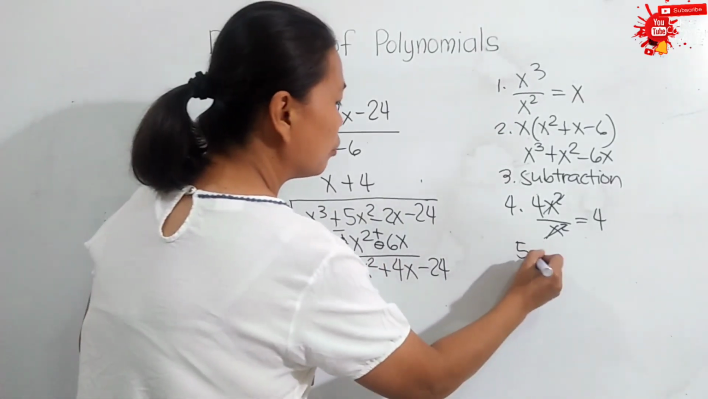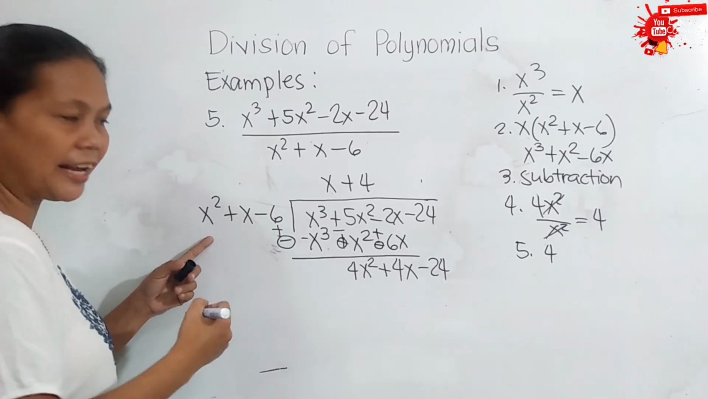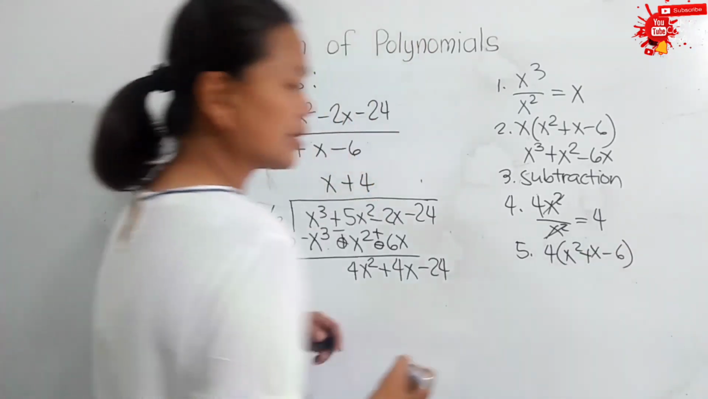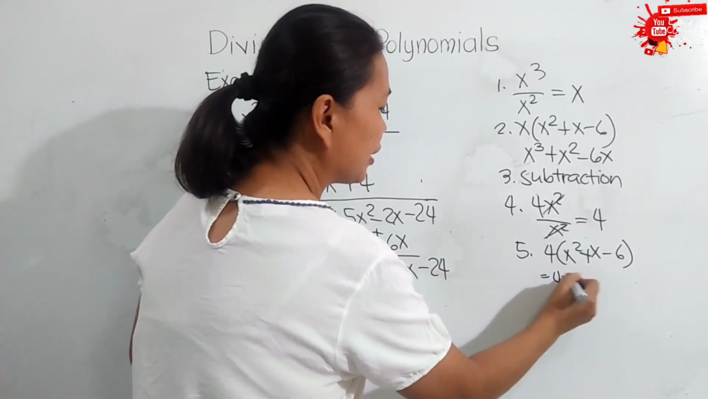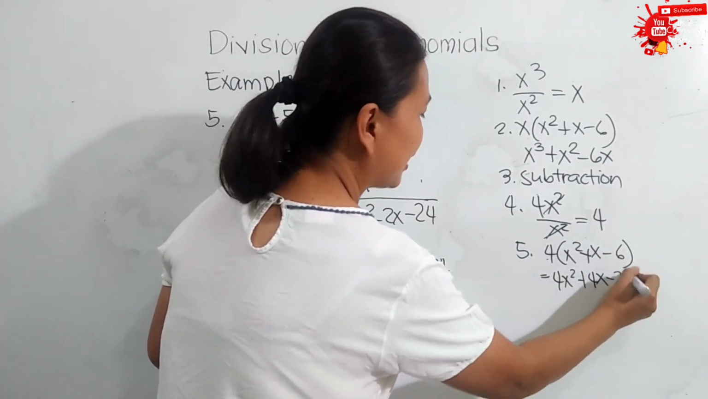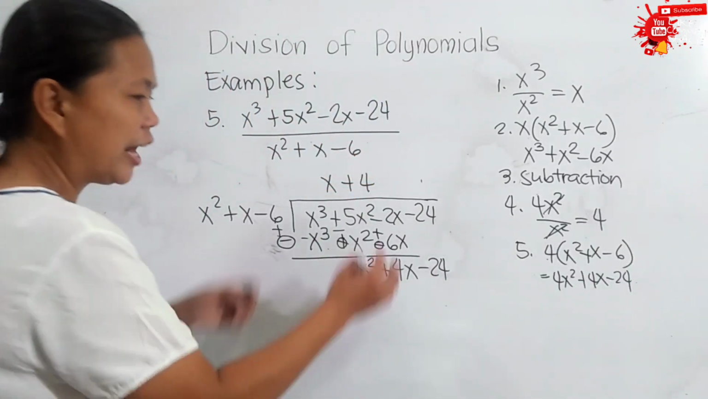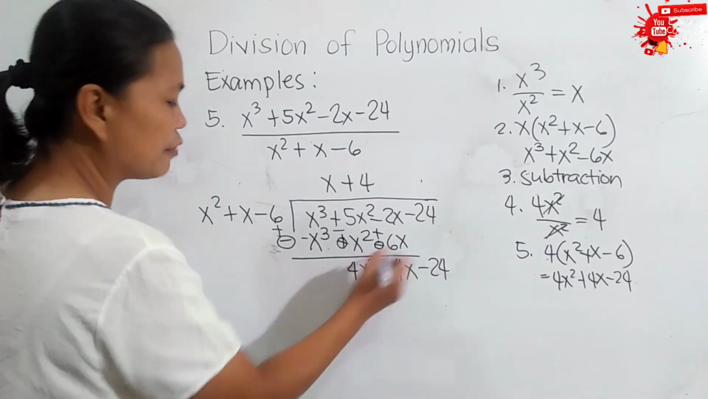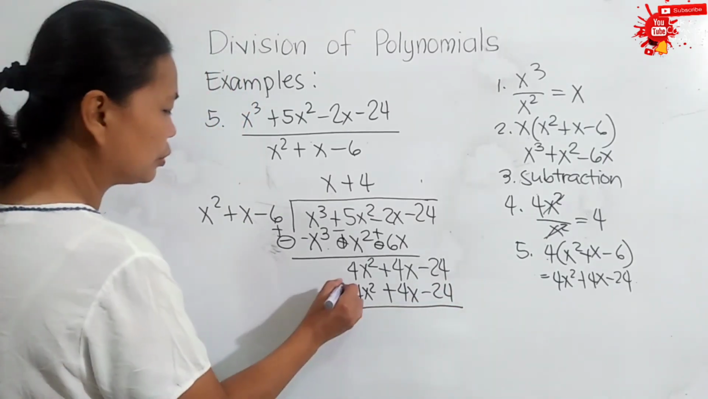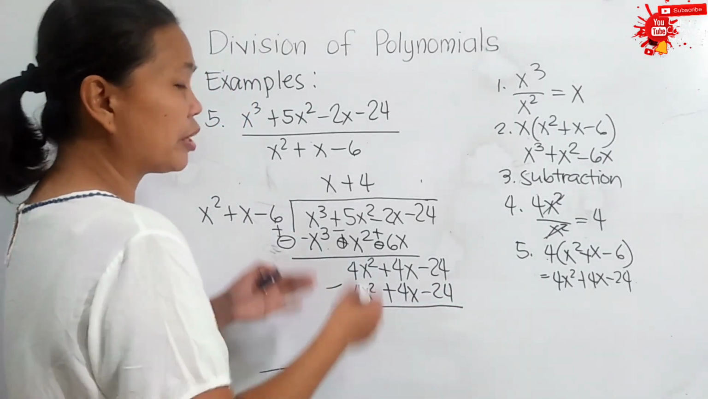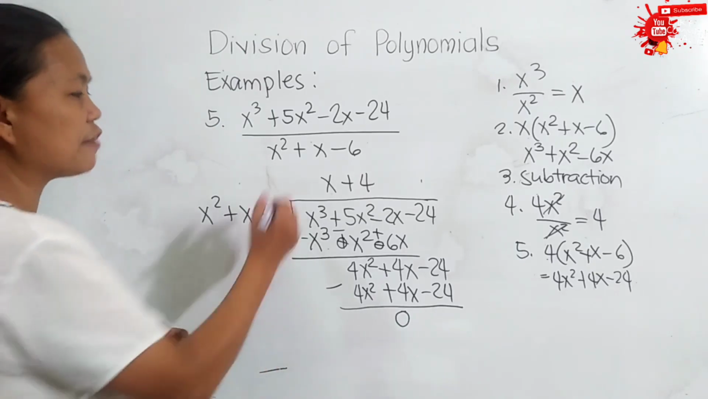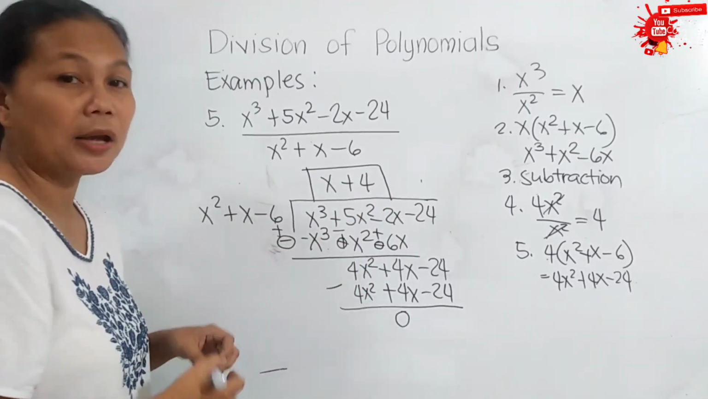Then the next step is multiply the partial quotient 4 to the divisor. So 4 times x squared plus x minus 6. So we will have 4x squared, positive 4 times x is positive 4x, then 4 times negative 6 is negative 24. So we align it vertically to its similar terms. So we have here 4x squared plus 4x minus 24. So subtract. So obviously, if it is subtraction, we are subtracting the same term, so it is equal to 0. So therefore, the quotient is x plus 4.